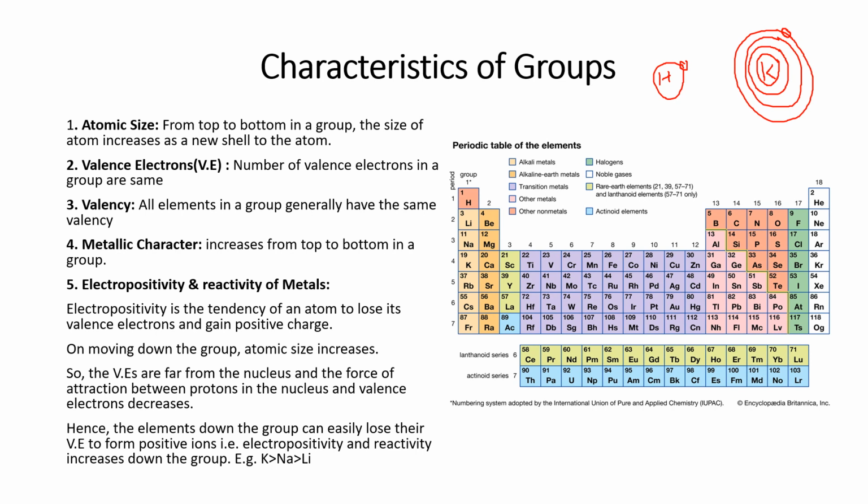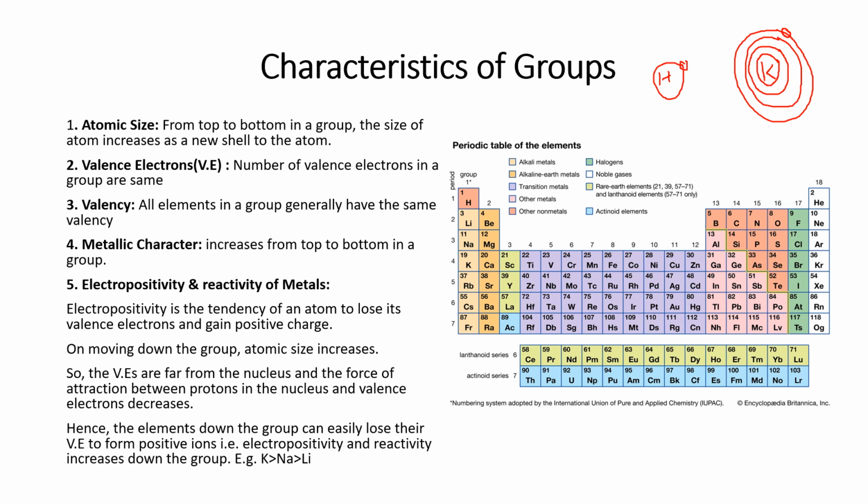Valency. All elements in a group generally have the same valency. Valency is the power to gain the noble gas characteristics of an element. So in a group, all elements have the same valency. This is the group of hydrogen, lithium, sodium, potassium, rubidium, cesium, francium. This is group 1 and the valency of all the elements is 1.